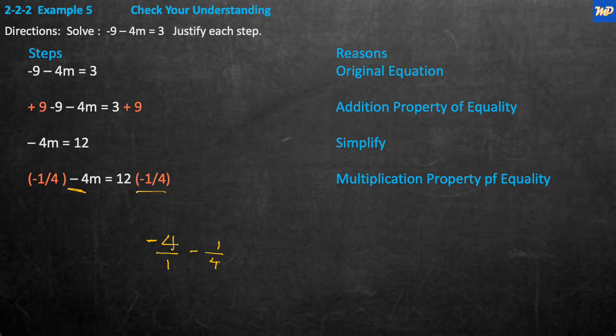So negative 1/4 times, I'm going to put a parenthesis right here so it makes more sense, negative 4m is equal to 12 times negative 1/4. And the 4 cancels, and we're left with m, right? And the 12, what happens? 12 divided by negative 4, or times negative 1/4, and that's going to equal what? It's going to equal negative 3. Good job.